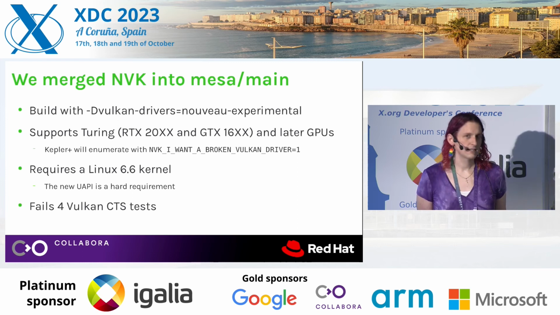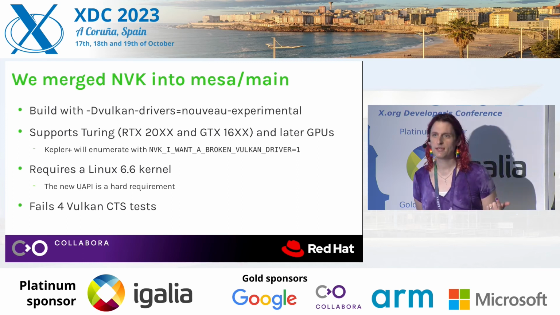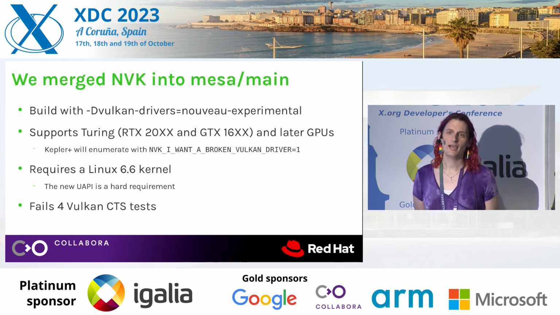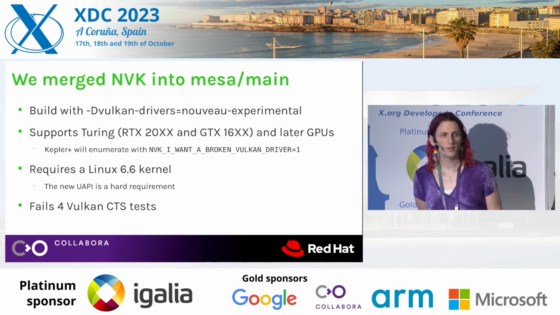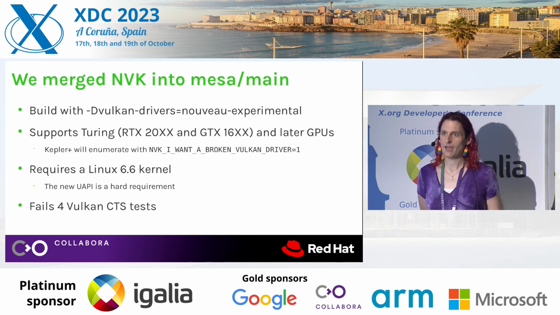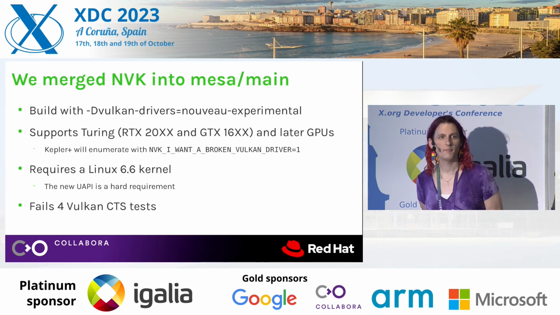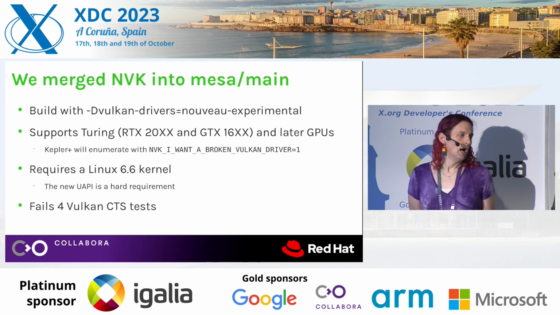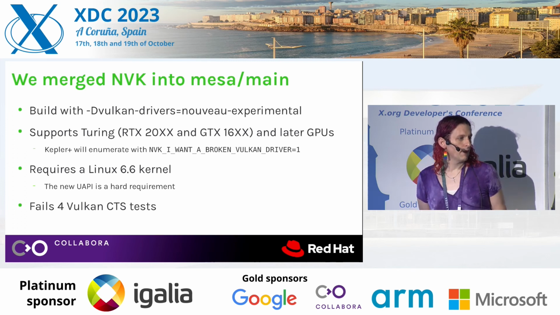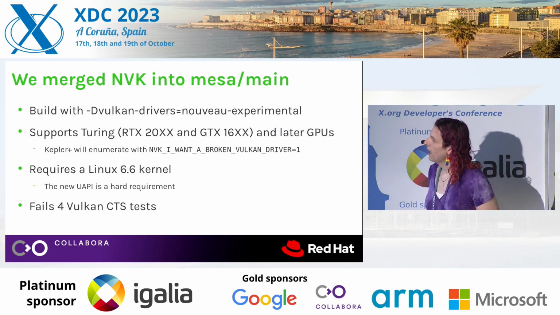We require a Linux 6.6 kernel. This is because that's where the new UAPI is going to land. The new UAPI is basically required for properly implementing Vulkan, so we are not supporting the old one. We had code for a while when we were originally bringing up the driver, but that code has since been deleted. It is gone, it is dead, it is never coming back. You need a 6.6 kernel, or you can grab drm-misc-fixes. That also has everything in it. And yeah, we're not going to do the old one.